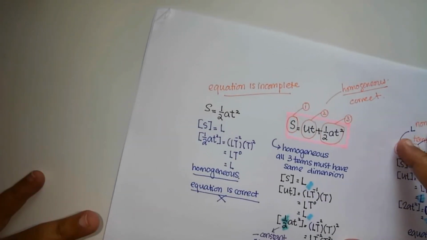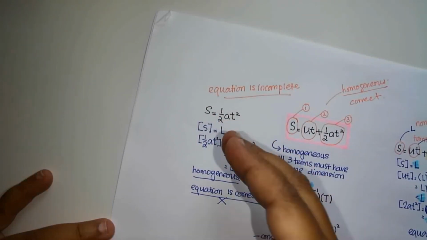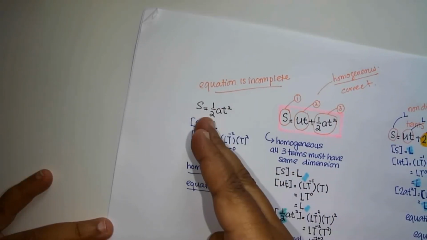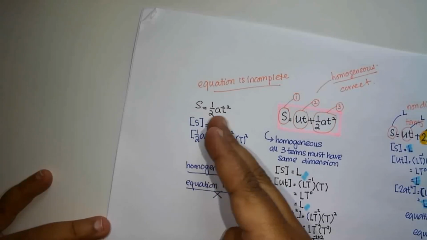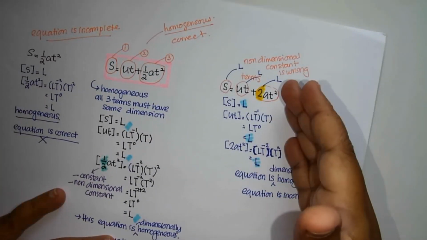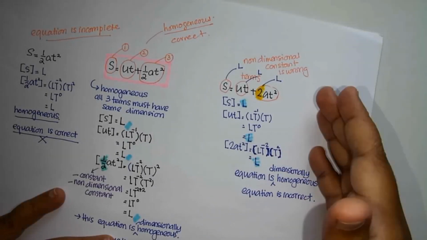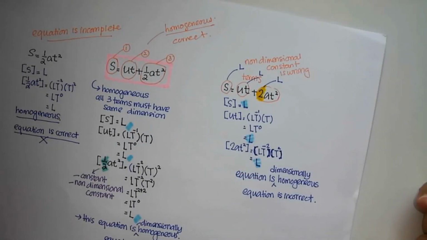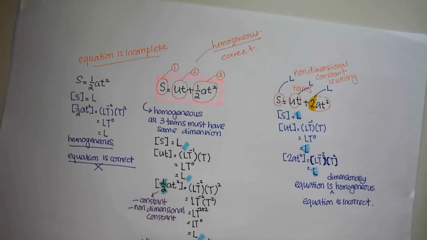Okay, this equation is homogeneous but is incorrect. Why? Because the term is incomplete. Okay, and this equation is homogeneous but is also incorrect because the non-dimensional constant is wrong. Alright, okay, that's all, class.